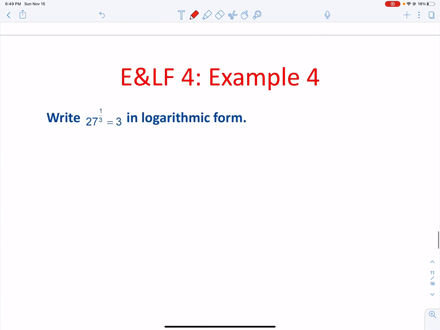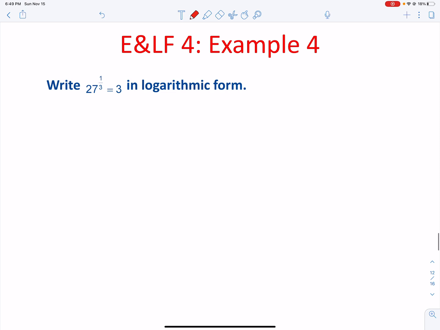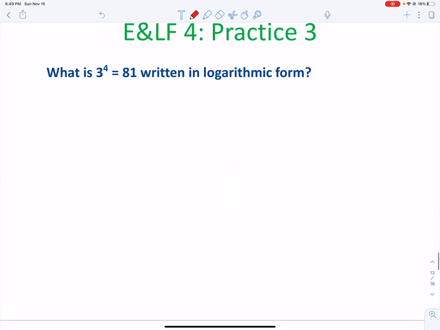So if I write this in log form, I'm saying what's the exponent on 27 that will give you 3? Well, the exponent is 1/3. So you can have all kinds of things inside of their logs. 27 is definitely bigger, so that's where you get the 1/3, because the cubed root of 27 is 3. Go ahead and do this. Hit pause and do this problem.